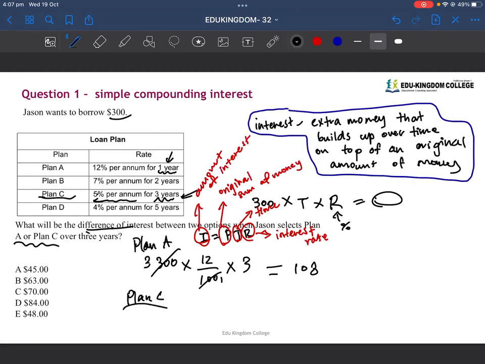Okay, so plan C has, as it reads, 5% per annum. So for $300 borrowed, it has 5% per annum, or 5 over 100 for 3 years as well. So don't get confused. That we also cancel out to be 3 and 1. And what is 3 times 5 times 3? It is 45. Okay, and now because the question asks for the difference of interest, we just subtract these two values to get us $63, which is option B.